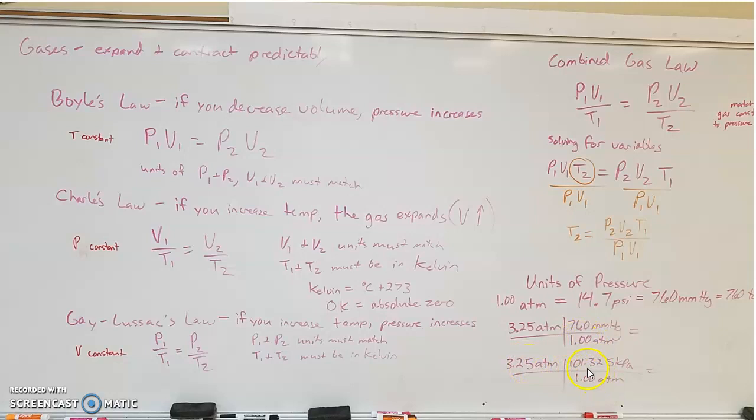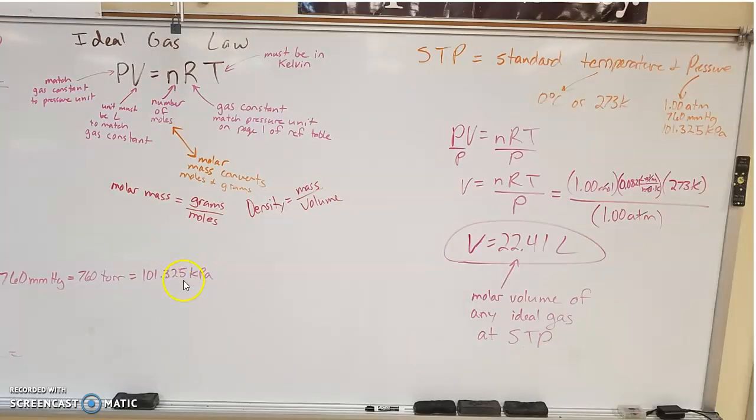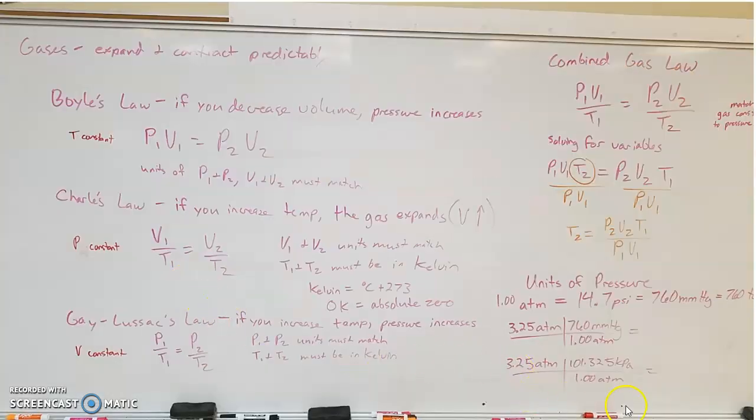You could also convert to kPa. Remember, 101.325 kPa is equal to 1 atmosphere. So set it up in a similar way. The atmosphere is on the bottom and the kPa is on the top, and you would multiply and divide by 1, and you'd be able to get the kPa there.